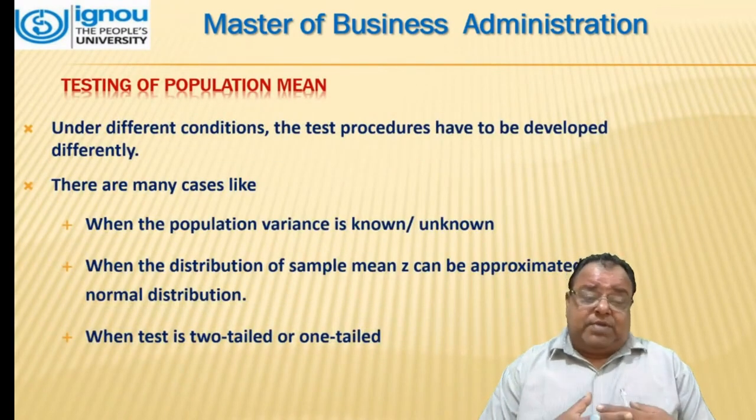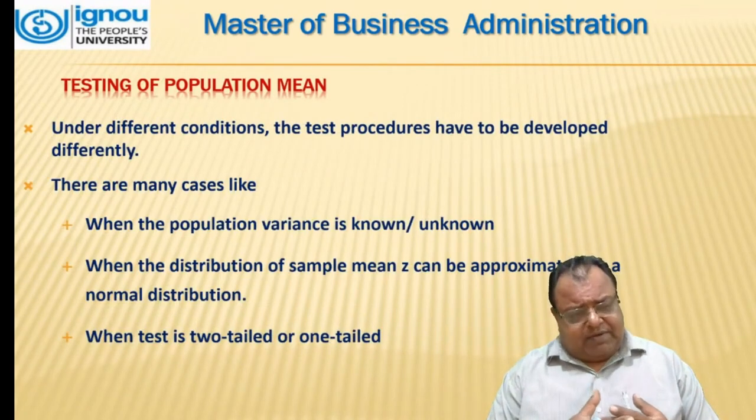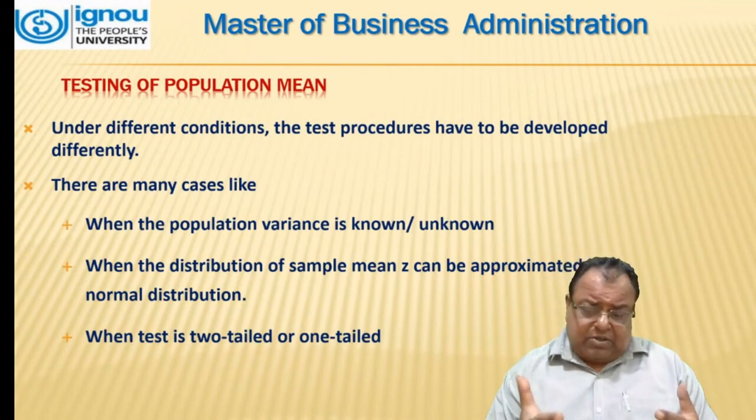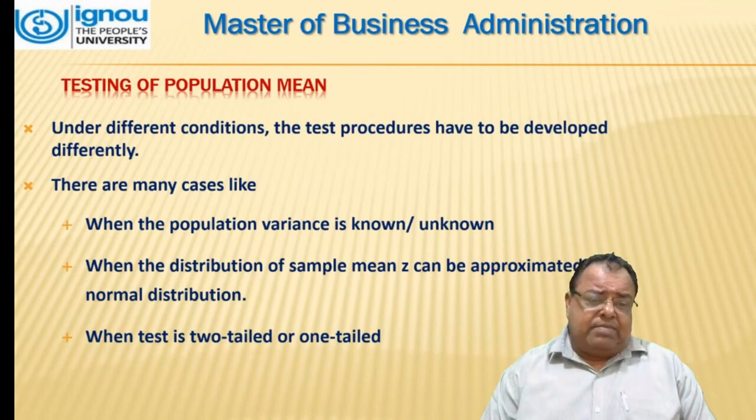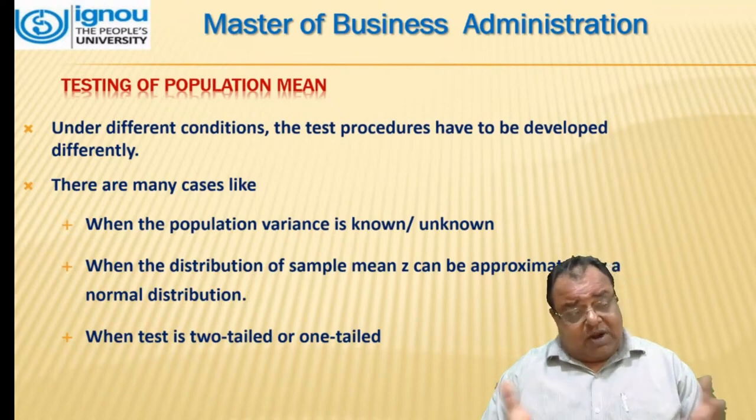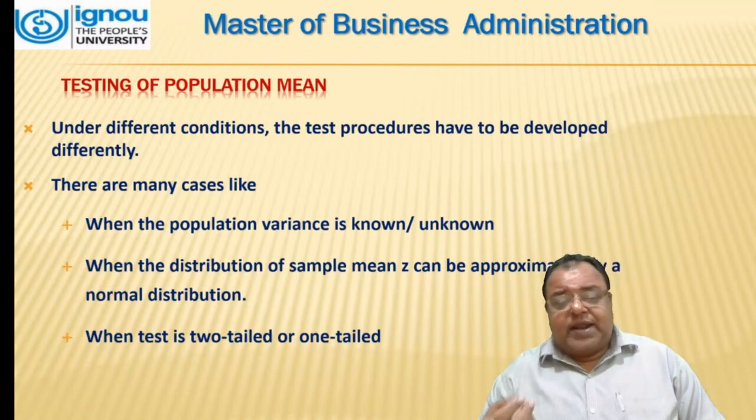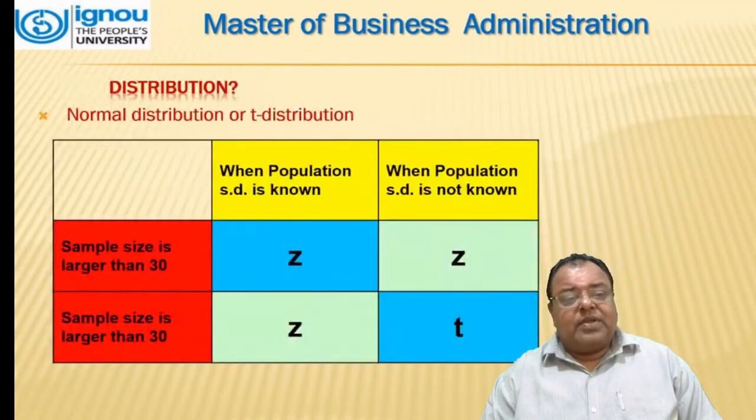Testing of population mean. Under different conditions, the test procedures have to be developed differently, depending upon the problem. There are many cases, like when the population variance is known or unknown, when the distribution of sample mean can be approximated by a normal distribution, and when the test is a two-tailed test or a one-tailed test.